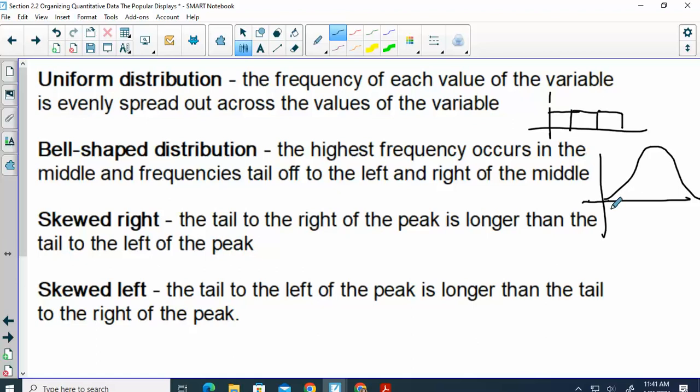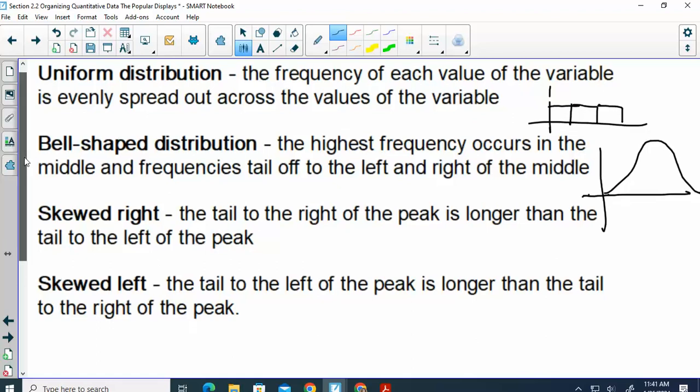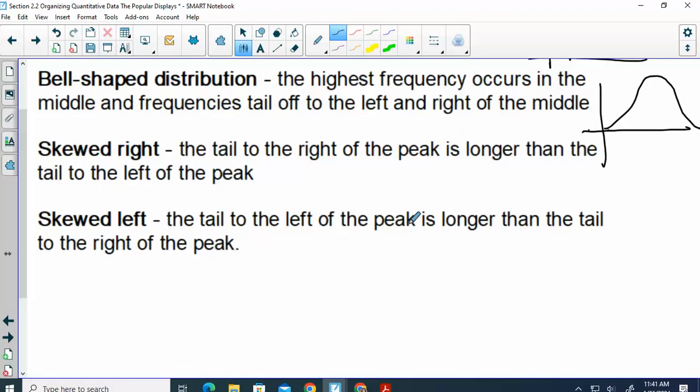Rarely will our data be perfect, so most of the time we are giving our best guess of how we would describe the data. And sometimes it's not quite clear, and so there might be a couple possible ways you could describe it. Skewed right says the tail of the right peak is longer than the tail of the left.